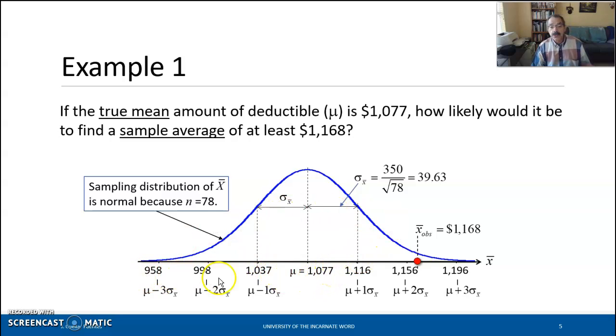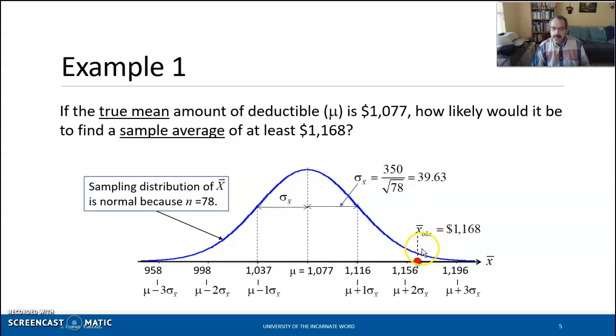So here I'm showing you the scale in the values of the average and in values of the mean plus or minus a given number of standard deviations. And you know that the sampling distribution is normal because the sample size is 78. I'm showing you the standard deviation of the sampling distribution, which is 39.63. And you see this point is one standard deviation above the mean. This is two standard deviations above the mean. And this is three standard deviations above the mean.